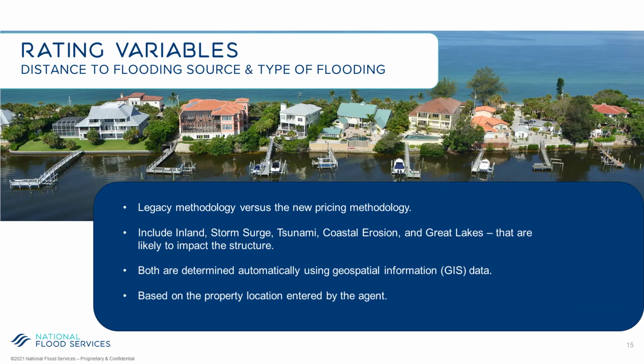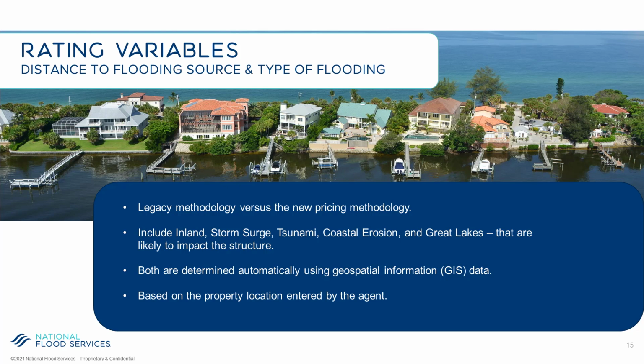All right, let's continue to talk about these rating variables. Now we're going to talk about the distance to flooding source and the type of flooding. Currently, the NFIP looks at inland and coastal flooding, but we know that there are so many other types of flooding. The new pricing methodology will now include some of these other types. Let's take a look at that.